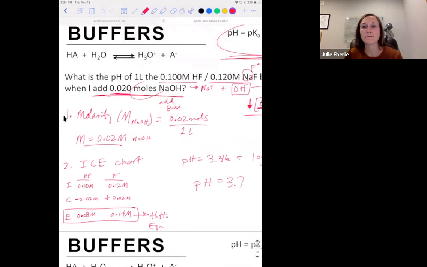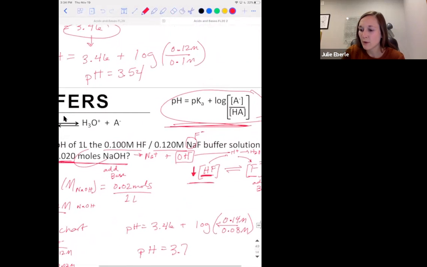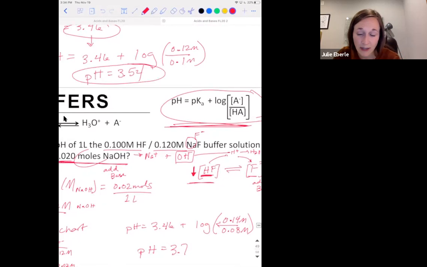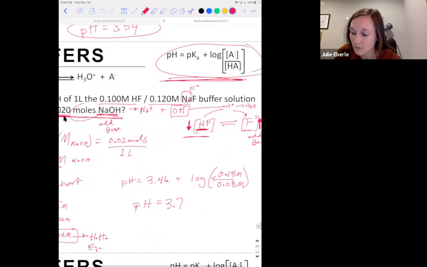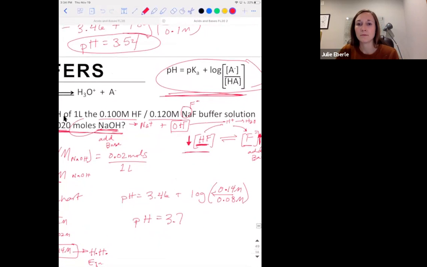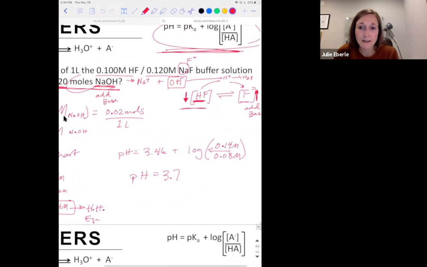3.7 is what Kenethia got. Is that right? So you see that the pH initially was 3.54 when nothing was added. And then when we dumped in some really strong base, our buffer kept the pH at 3.7. That's pretty good. It only changed by 0.15 or 0.16. So not bad. It went up a touch, but that's pretty consistent.